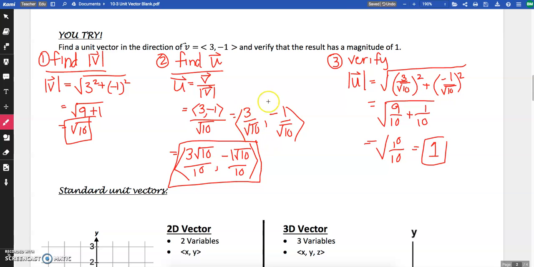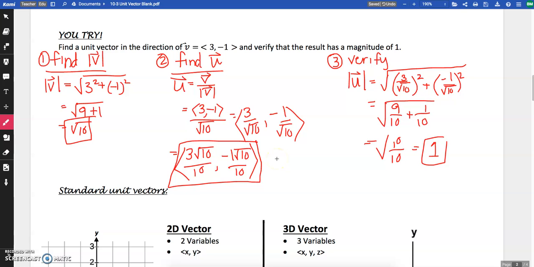So this is like an acceptable answer. This would be rationalizing it, like we talked about. For Delta Math, things like that, standardized tests, whatever, you gotta rationalize. So here's my final unit vector. Honestly, I would take either one as an answer.